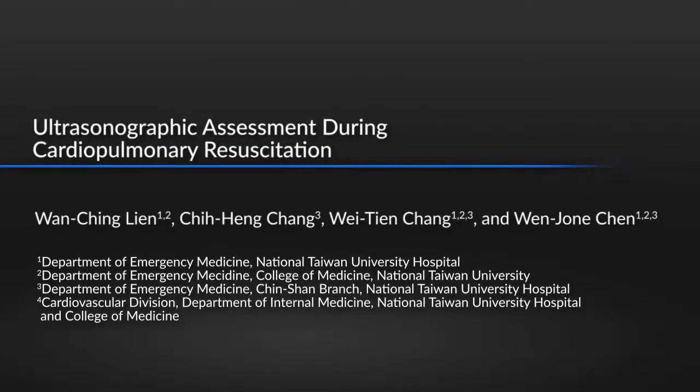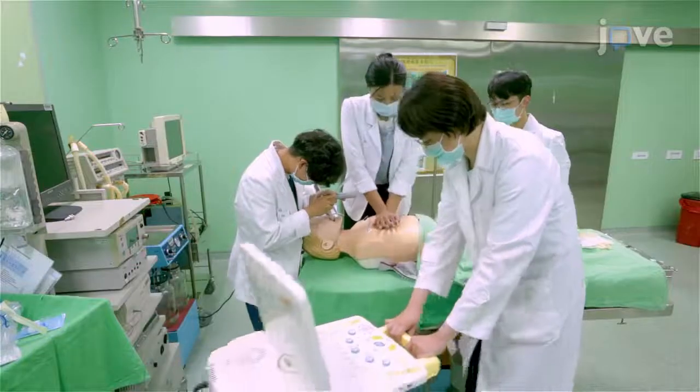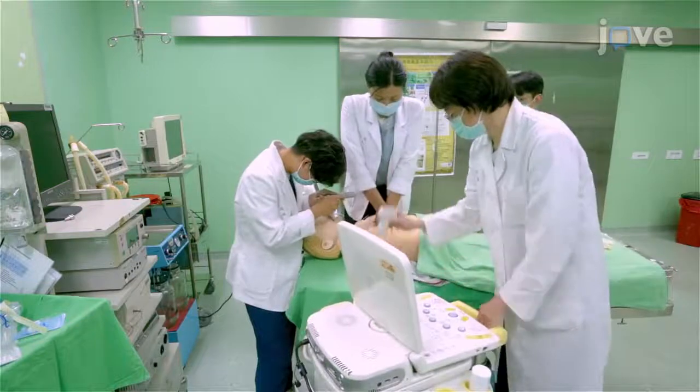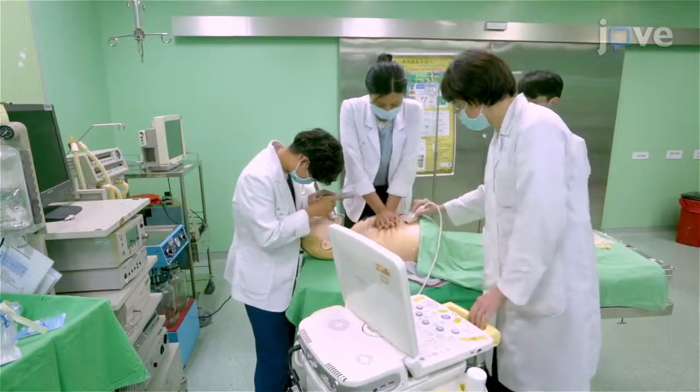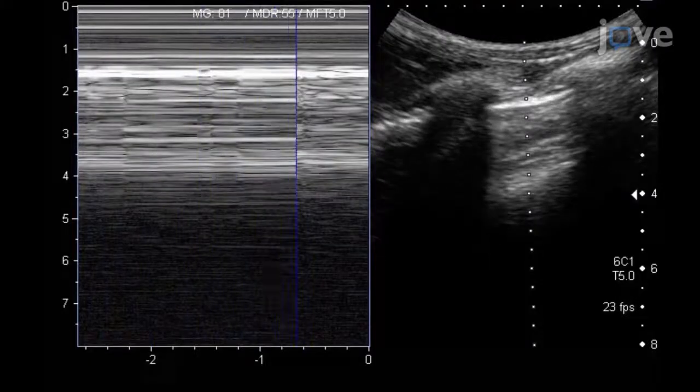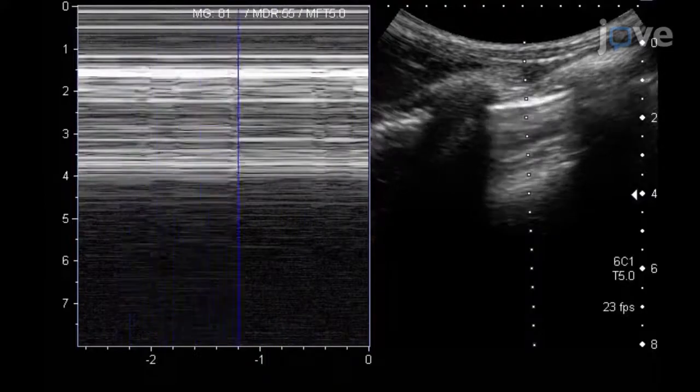The USCAB protocol is a simple, structured ultrasonographic protocol that is used during resuscitation. It was named after the CAB sequences in the Advanced Life Support Guidelines. The USCAB protocol can be used during resuscitation. It has a positive impact on patient outcomes.